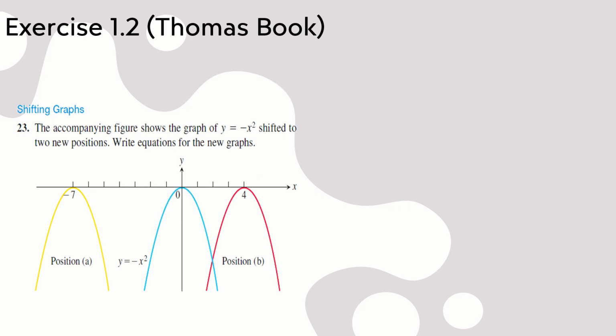Right, in these questions, we are given a function for one graph. You see, for this one, the function is given as y is equal to minus x square, and then the graph is shifted to two new positions, position B and position A. So at position A, you see the graph is shifted 7 units to the left. So in that case, the function will become what? It will become minus, and then x plus 7 whole square, because the graph is shifted 7 units to the left. Similarly, this graph is shifted 4 units to the right, so it will be y is equal to minus x minus 4 whole square. This is the function of this graph.